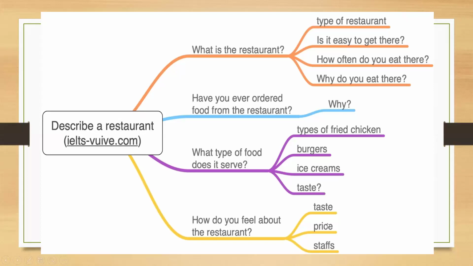What about price? How do you feel about the taste, price, and the staff that work in this restaurant? Type of restaurant. Is it easy to get there? How often do you eat there? Why do you eat there? Okay. Just one cue card, restaurant, and you can develop a whole talk out of it for at least 2 minutes using this mind map.